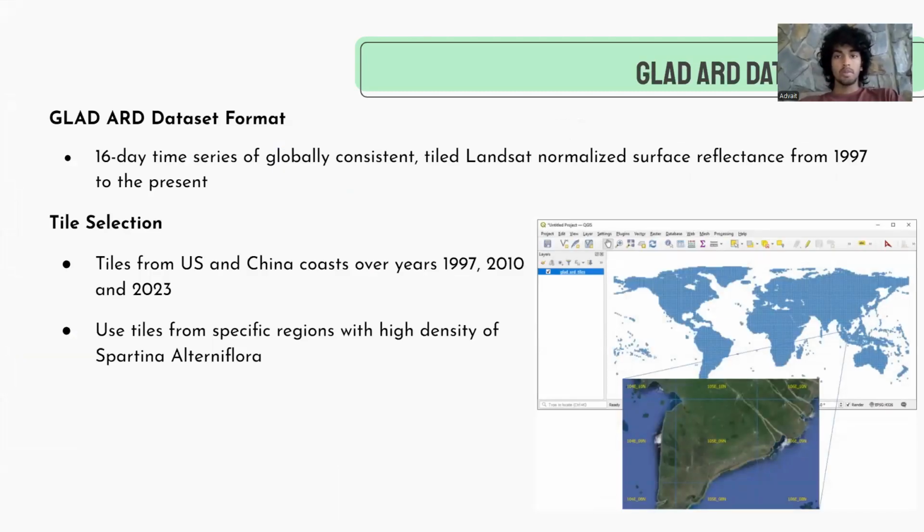Okay, so we started off using the GLAD-R dataset, which consists of 16-day time series of globally consistent Landsat normalized surface reflectance. Basically, every 16 days, it has satellite images that are normalized to remove distortions from things like clouds or differences in atmospheric conditions. It contains data from 1997 all the way up to the present. Because of the huge quantity of data, we selected tiles from just 3 years, 1997, 2010, and 2023, and we looked specifically at regions with a high density of Spartina alterniflora.